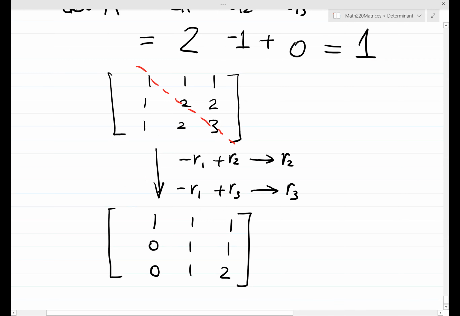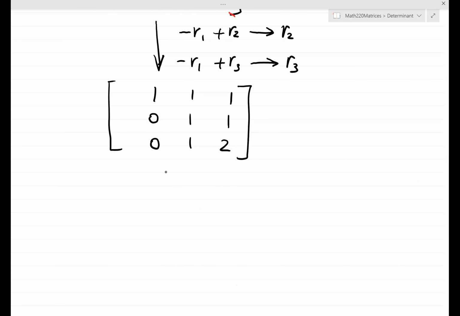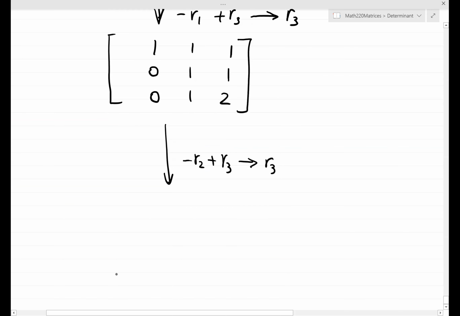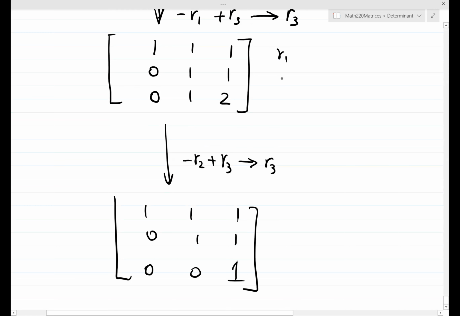Now we do a row operation again. Fix the first row. Now let row 3 add -1 multiple of row 2, replacing row 3. So row 1 and row 2 are fixed: 1, 1, 1 and 0, 1, 1. Now row 3 subtract row 2: 0 subtract 0 is 0, 1 subtract 1 is 0, 2 subtract 1 is 1.